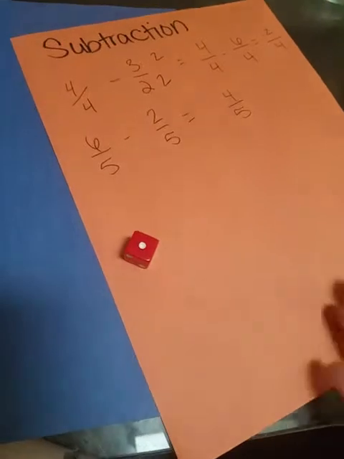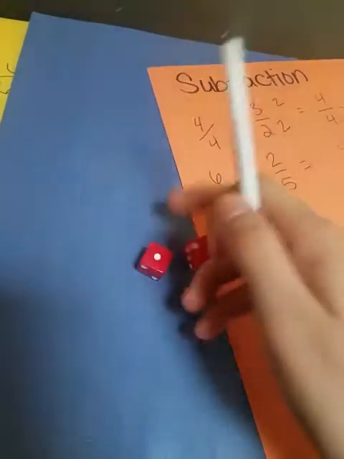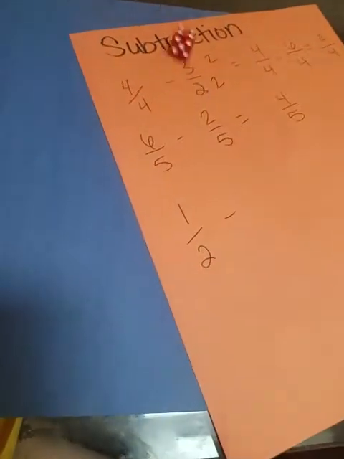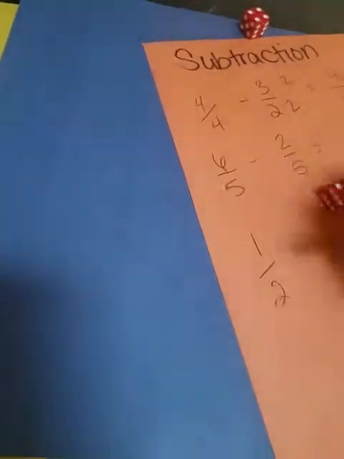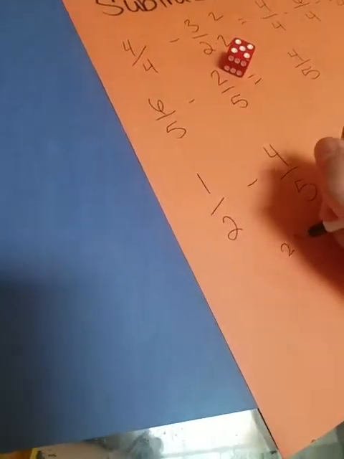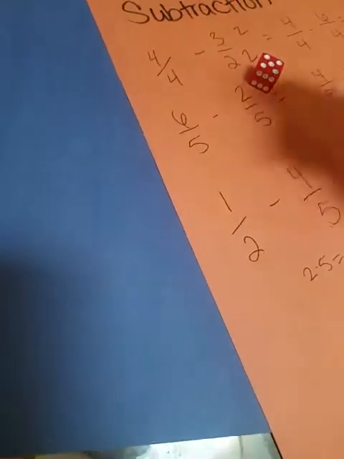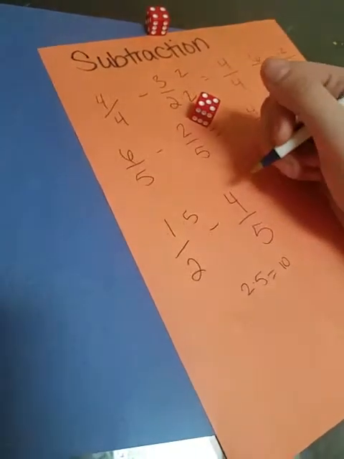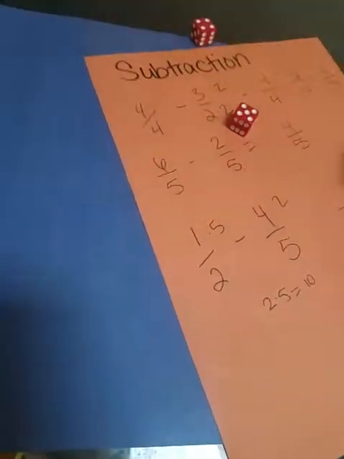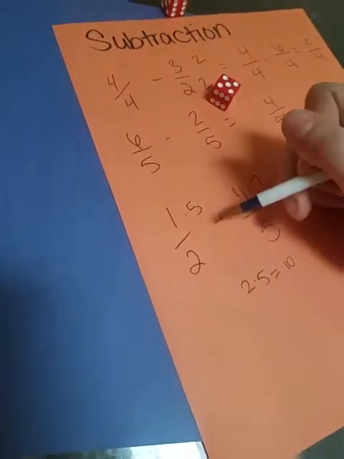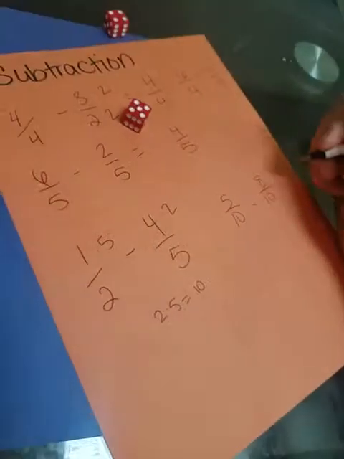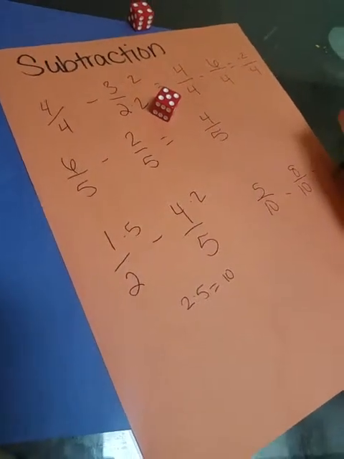The next one is going to be 1 over 2 minus 4 over 5. For this one, we could multiply 2 by 5 to equal 10 to get the common denominator. So we're going to multiply the top by 5 and by 2. So 1 times 5 is 5, 4 times 2 is 8. This one is going to be negative 3 over 10.